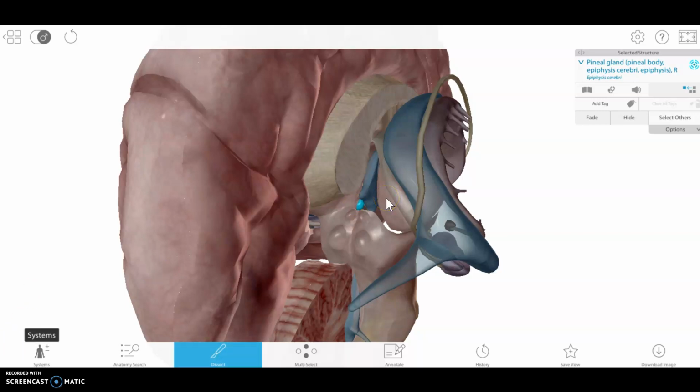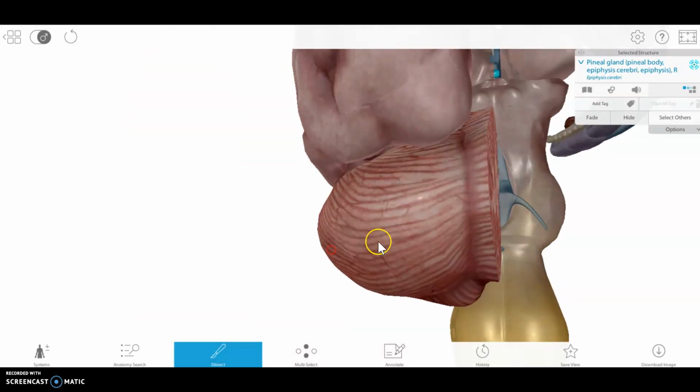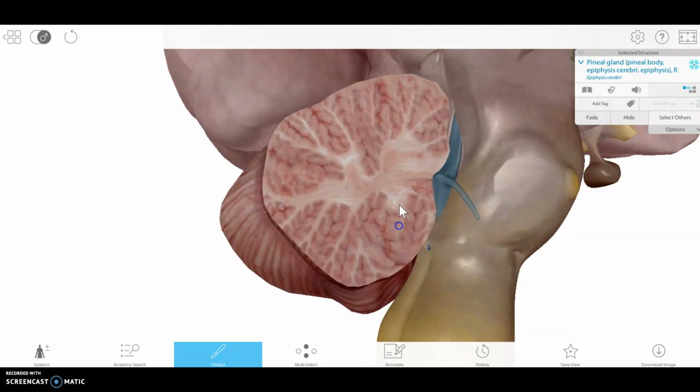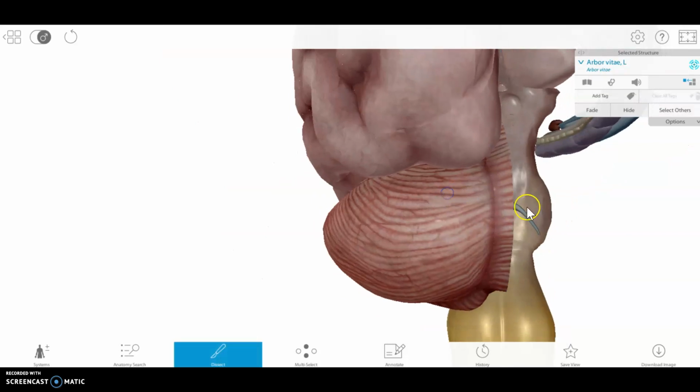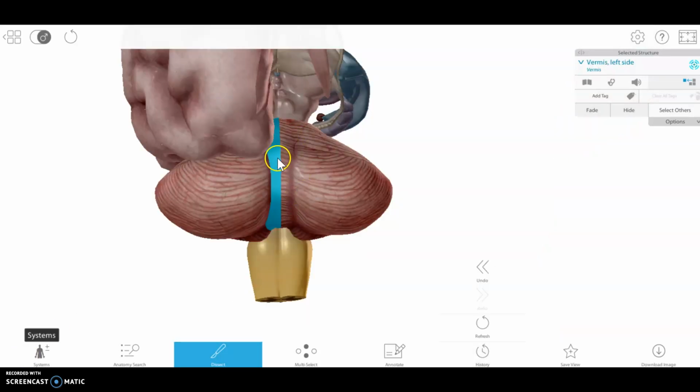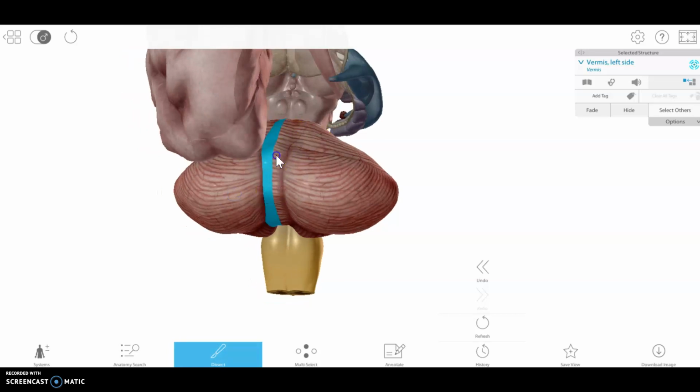Okay, now we're going to look at the cerebellum. So, okay, here's your cerebellum. This is the left lobe of your cerebellum. You have this structure that's known as your, I guess it won't let me select it, your vermis. Let me see if I can put the other half of the cerebellum back. Okay, now it'll let me select it. So you have your vermis. This is what connects the two lobes. It's kind of this little lobe right here in the middle.